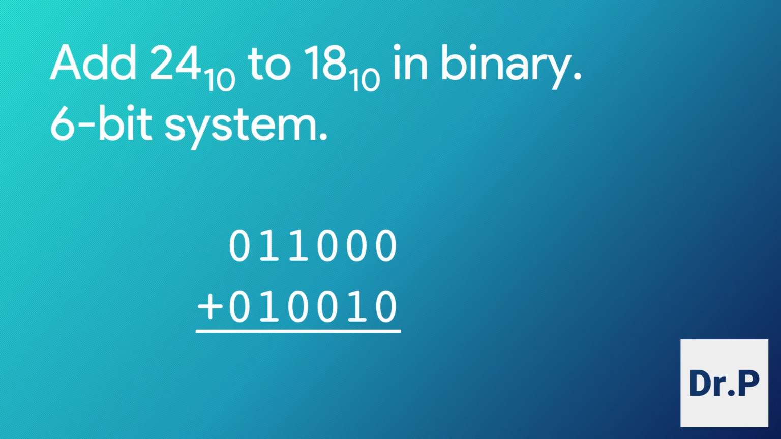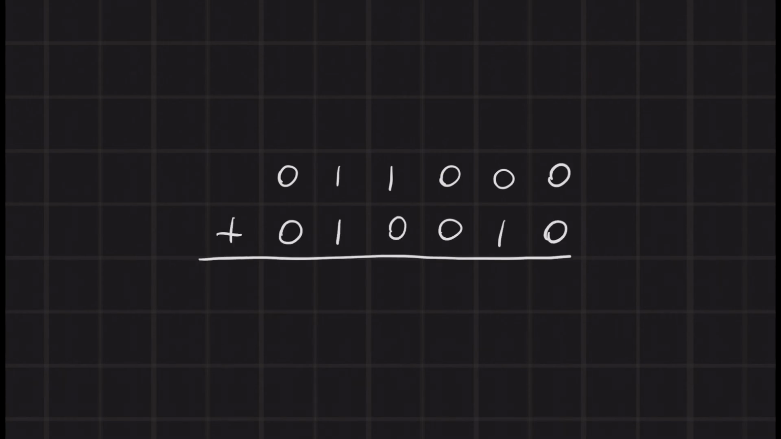Last, let's do an example with overflow. In a 6-bit system, add +24 and +18. We start with our two 6-bit 2's complement numbers. Start in the rightmost column and keep on going.